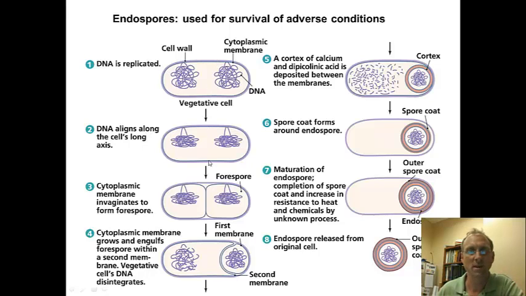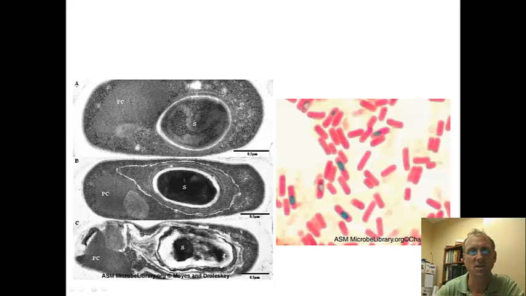As endospore formation progresses, one copy of the genome is destroyed in the process, and the second copy of the genome that was made during the DNA replication gets surrounded by an extremely thick spore coat that protects the endospore. Endospores are incredibly durable structures.